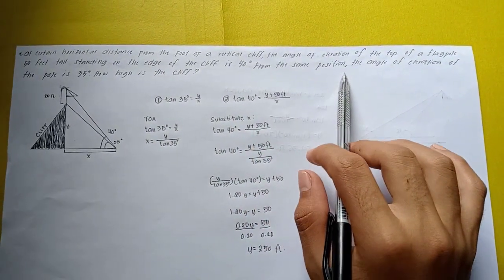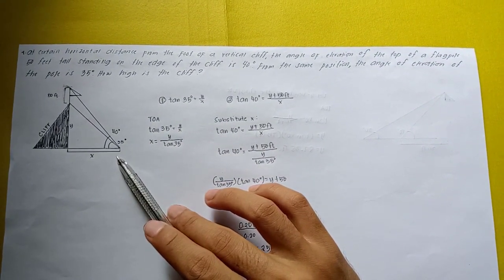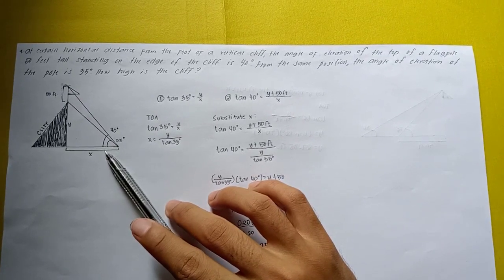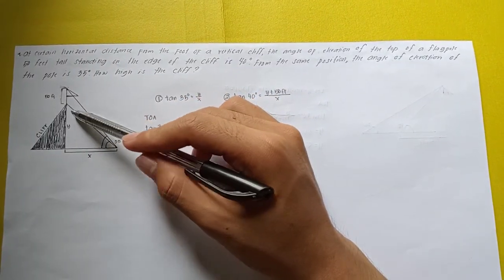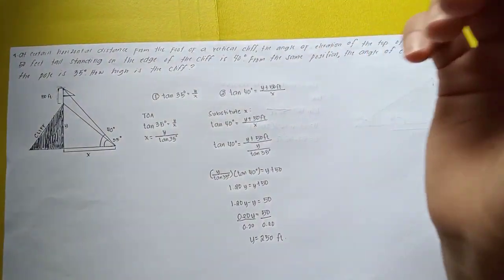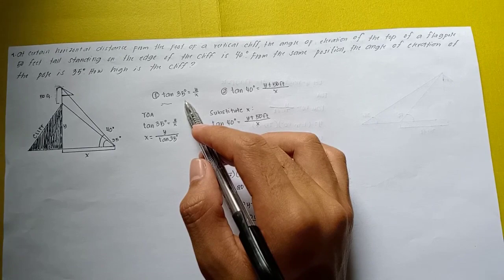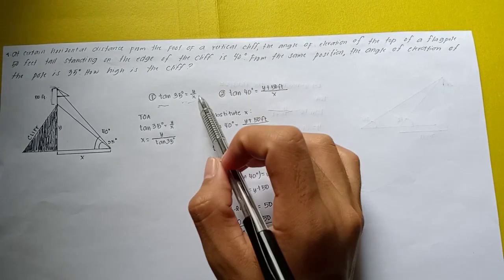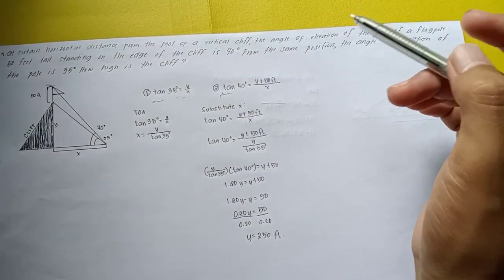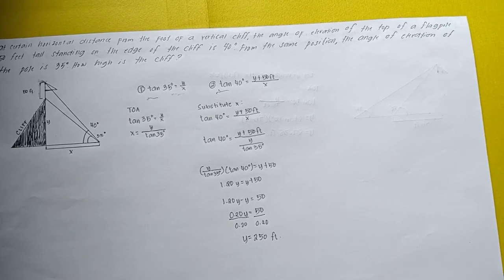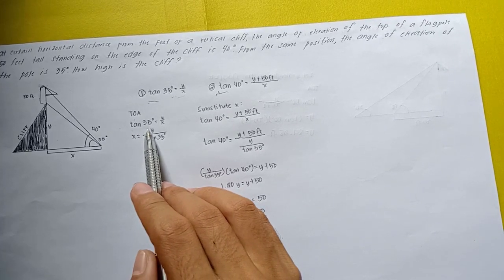From the same position, the angle of elevation of the base of the pole is 35 degrees. How high is the cliff? So if you look up at the cliff, the angle of elevation is 35 degrees. So our first formula is tan 35 degrees equals y over x, and our second formula is tan 40 degrees equals y plus 50 feet over x. So we will use TOA.